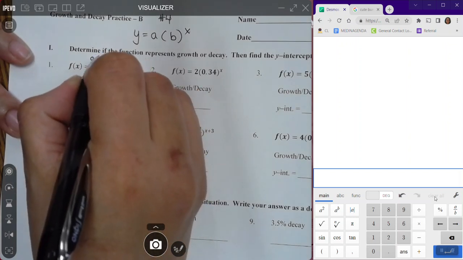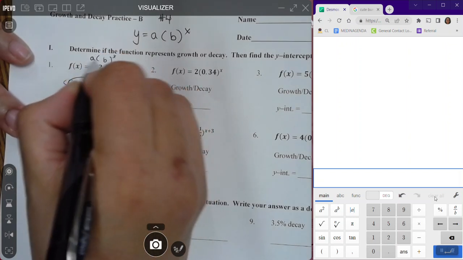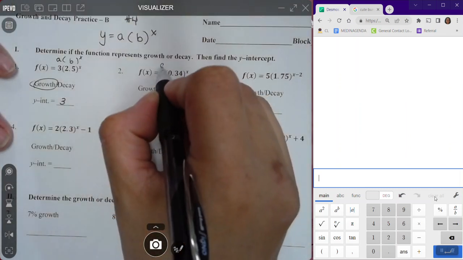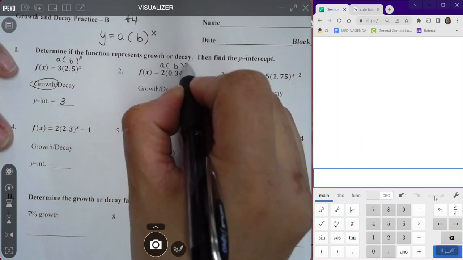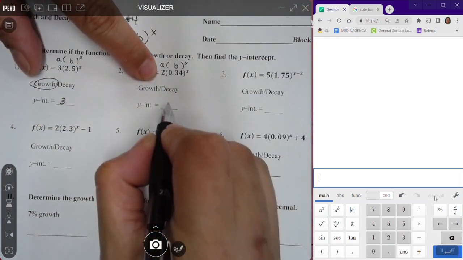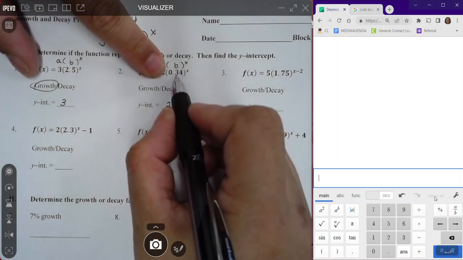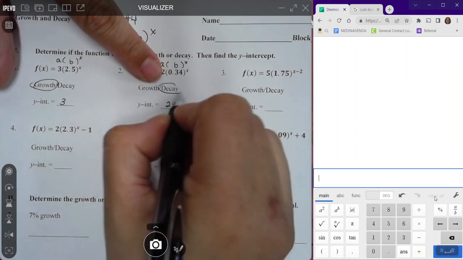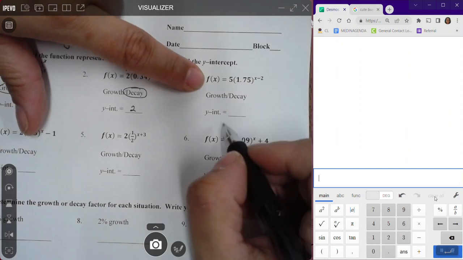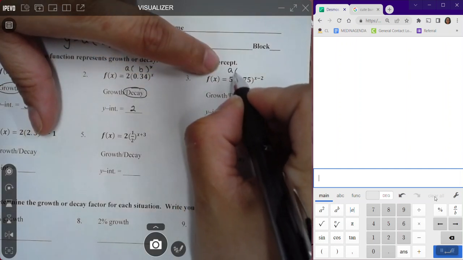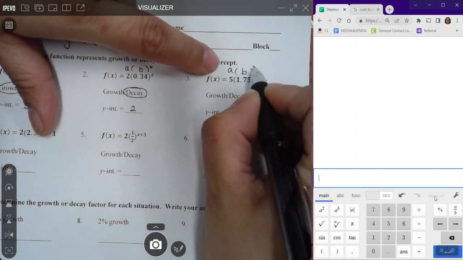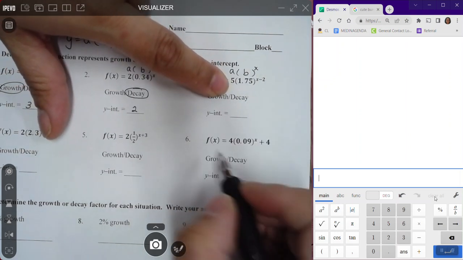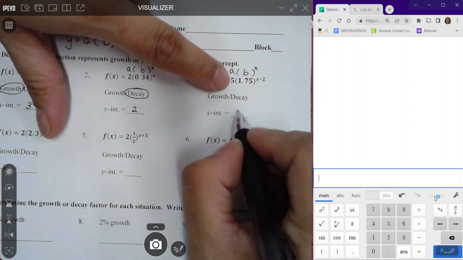So this is a, b to the x. A is 3. Right? Same thing here, a, b to the x. A is the y-intercept. Now looking at the factor, 0.34, is this greater than 1? No, decay. Right, same thing here, this is a, b to the x. Well, x minus 2 in this case, but that's not what we're interested in. The y-intercept is your a value.